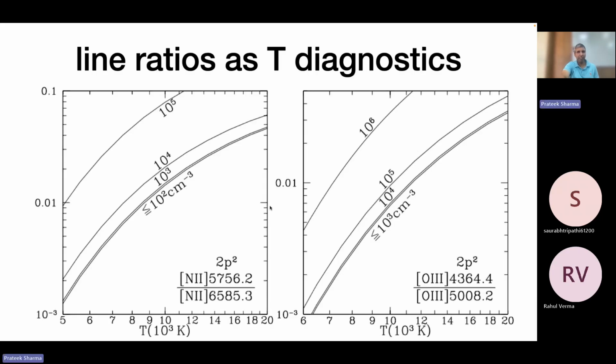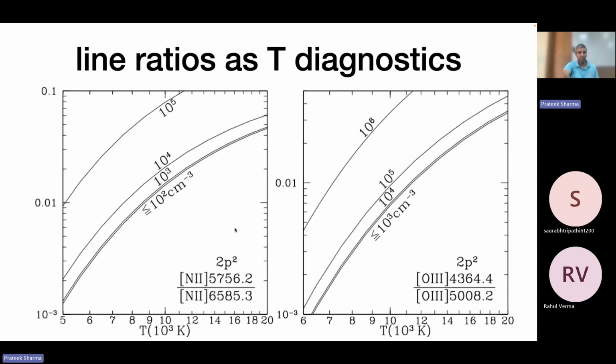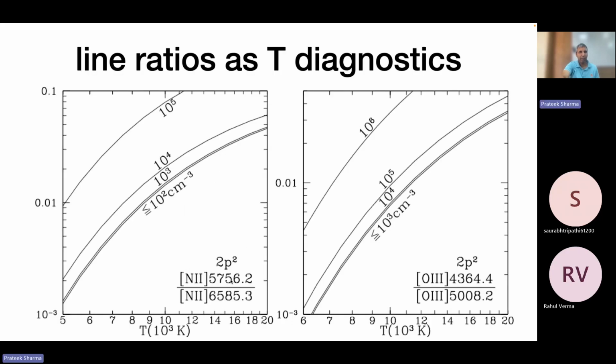Now this is an illustration of using these two as temperature diagnostics. So this is N2, these two line ratios, 6548 and 6583, this ratio, this to this one, and this one, 6585. So the x-axis is temperature, and this is the line ratio at different densities. You can actually see that if you can measure this line ratio, it provides a decent proxy. So if you measure the y-axis, you can get the x-axis.